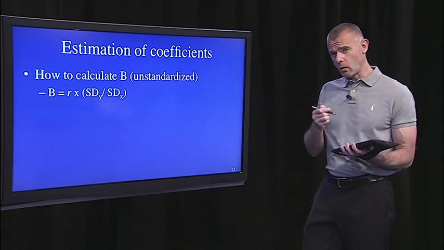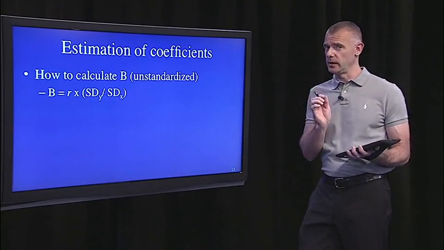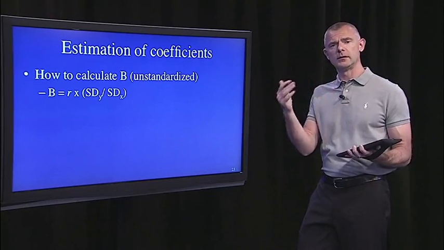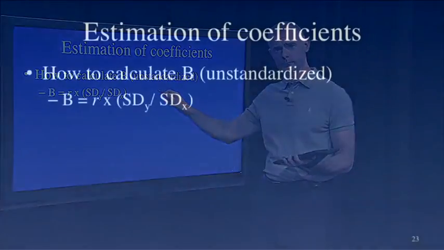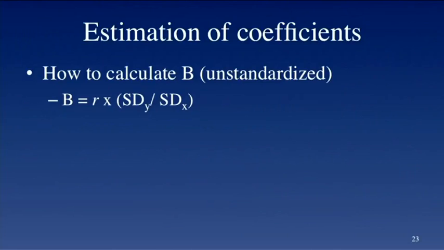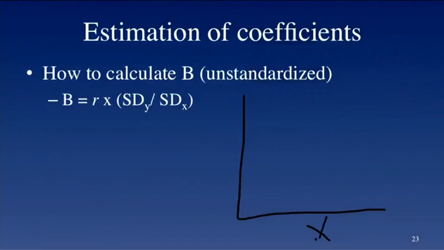All I need to know is the correlation coefficient, and we went through how to calculate that. Remember, that was just calculating the sum of cross products relative to the sums of squares in x and y. So that's little r, the correlation coefficient. And then we multiply that by the standard deviation for y over the standard deviation of x. And that's how we get the unstandardized regression coefficient, which is just the slope relating x to y.